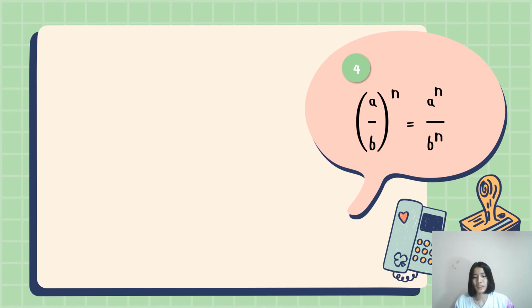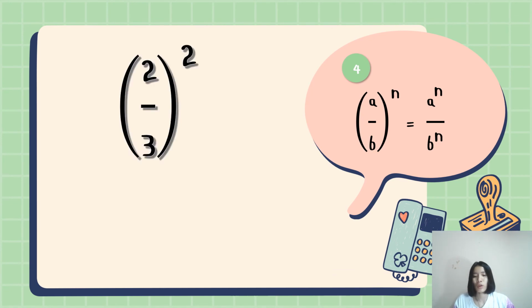So for this example, the fraction 2 over 3 raised to the power of 2 will become 2 raised to the power of 2 divided by 3 raised to the power of 2. Therefore, the answer is 4 over 9.